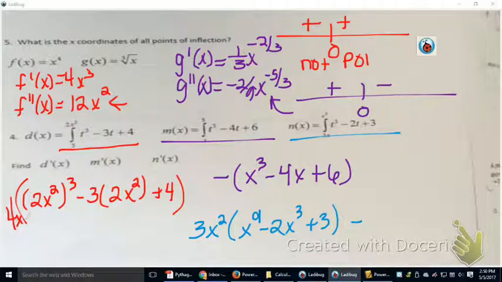Then you multiply by the derivative of 3x, and then you plug in 3x into all of it. So there you have it. That's the second fundamental theorem of calculus.